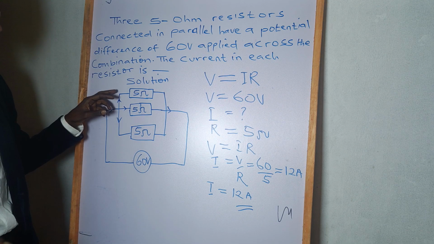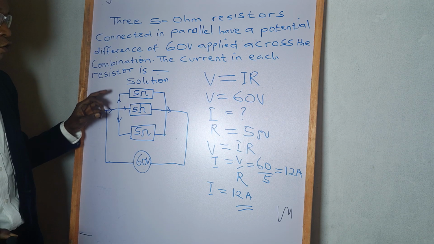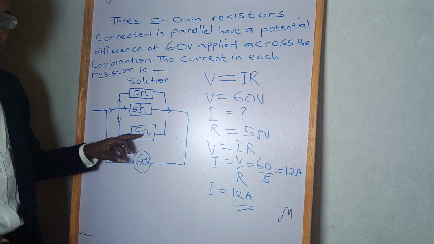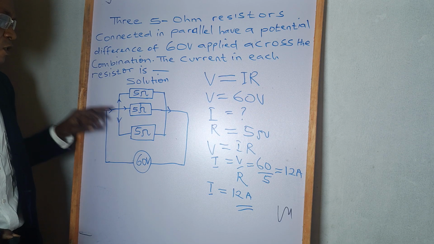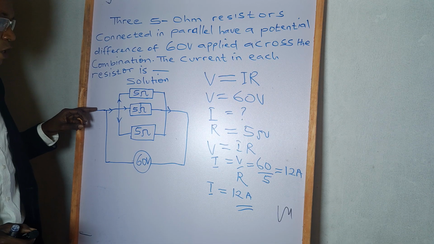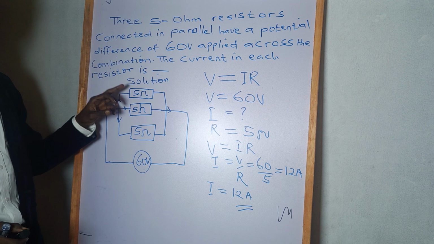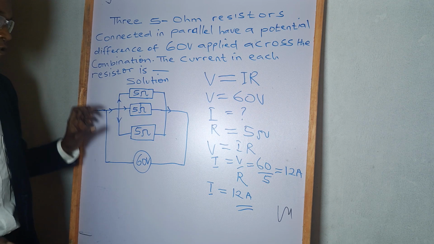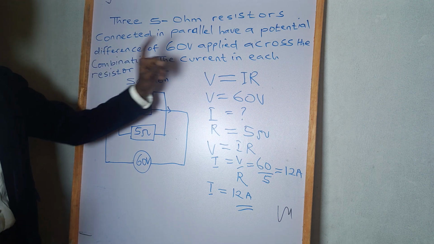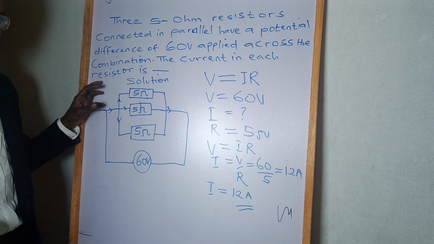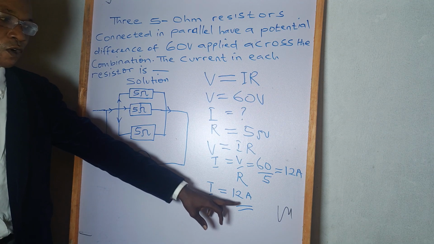Remember, 12 amperes will flow through this first 5 ohm, the same 12 amperes will flow through this. If that occurs, what's the amount that will have been flowing here? It means the addition of these, which is 12 in 3 places, making 36. But the question says current in each resistor. Current in each resistor, which is your answer.